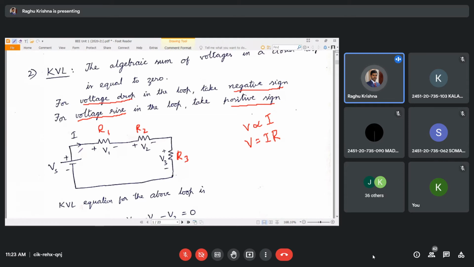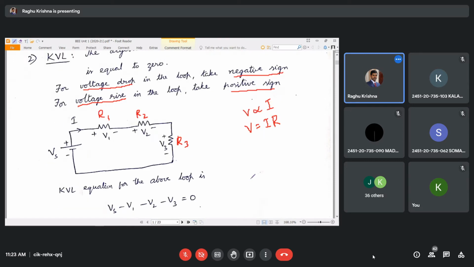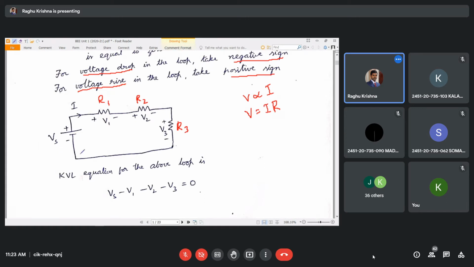When you traverse in the direction of this current in this loop, you can see voltage rise with the voltage source and voltage drops in the resistors. Now let us apply the KVL equation for this loop. So you follow this path. Take this loop and traverse in the direction of the current. This is the current I.